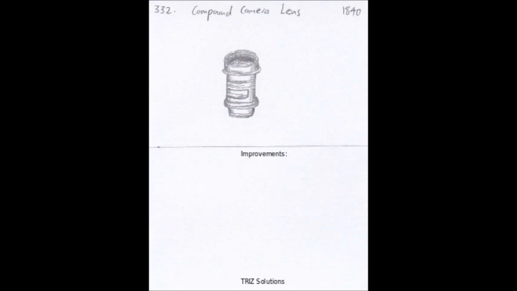Additionally, there is always room for improvement in terms of cost and accessibility. While high-quality compound lenses are available to professional photographers and enthusiasts, they can be prohibitively expensive for many people. Efforts to reduce the cost of manufacturing and improve the accessibility of these lenses could help to make high-quality photography more widely available.